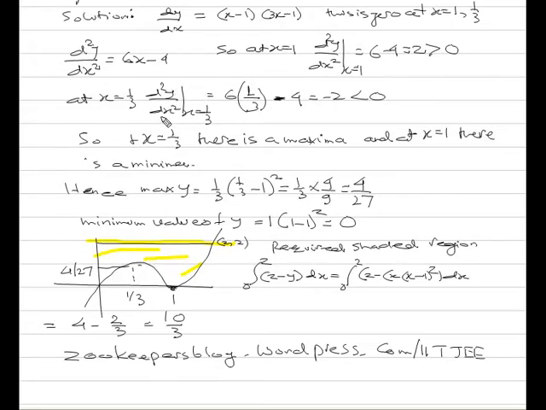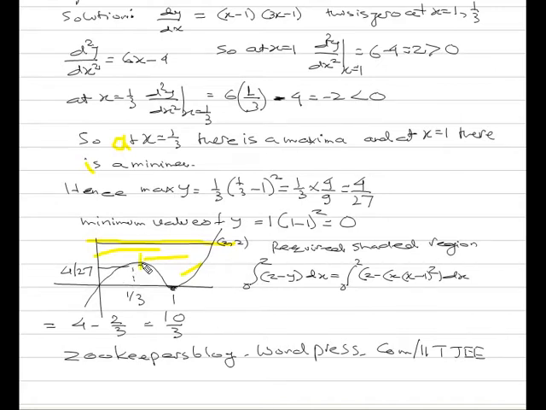So d2y by dx square at x is equal to 1/3 is 6 into 1/3 minus 2. So it's a negative value and the graph is going down. So at x is equal to 1/3 there is a maxima, and at x is equal to 1 there is a minima, and hence the max value of y is in this region.